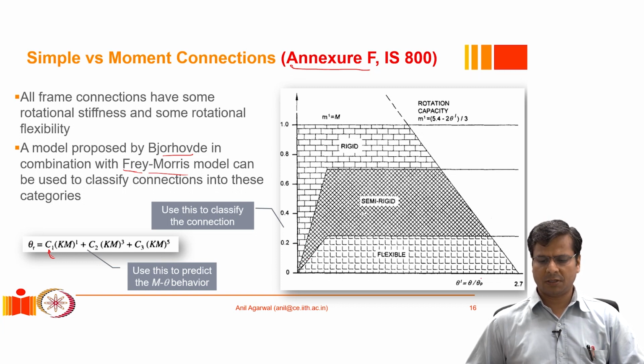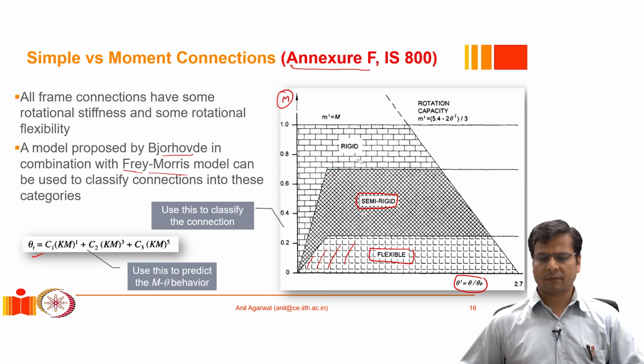This is again theta, a normalized theta value, and this is M, again a normalized moment value, normalized against the moment capacity of the beam. So we put whatever plot we developed from this equation on this chart, and wherever it lies, if it lies in this zone, which is marked here, then we classify it as a flexible connection or a simple connection. If it lies in this zone, then we classify it as a semi-rigid connection. If it lies in this zone, then we classify it as a rigid connection.